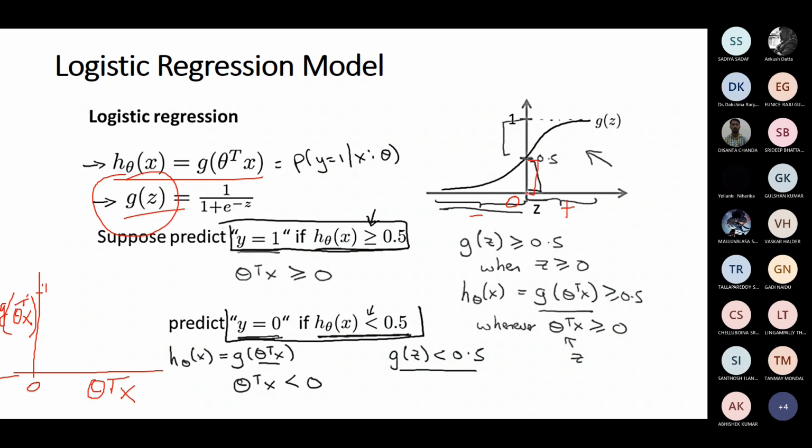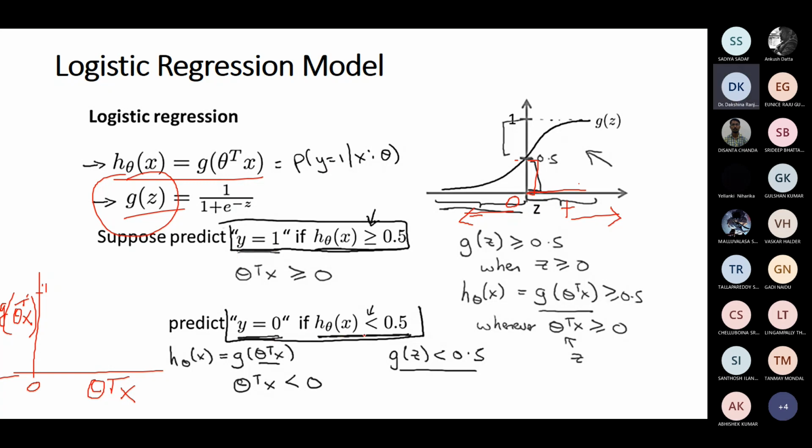What is 0.5? This is the 0.5. So if z is found to be greater than or equal to 0, what is greater than or equal to 0? This side is greater than or equal to 0, and this side is less than 0. So when z is found to be greater than or equal to 0, g of z will be greater than or equal to 0.5. So h theta x, given by g of theta transpose x, will be greater than or equal to 0.5, and for this, y will be labeled as 1. That means y will be the positive class.